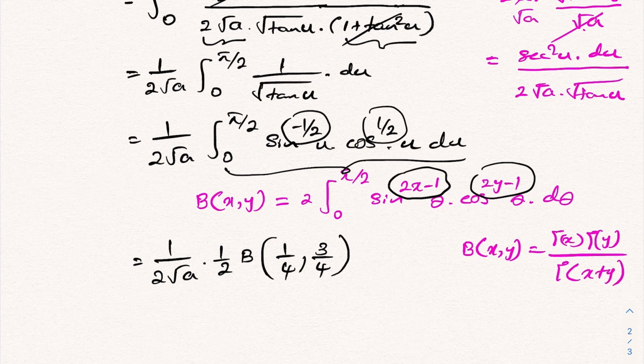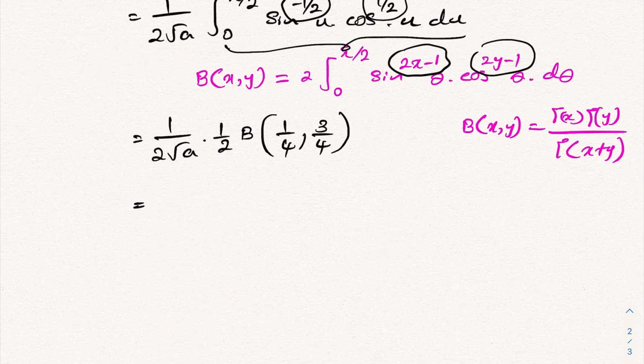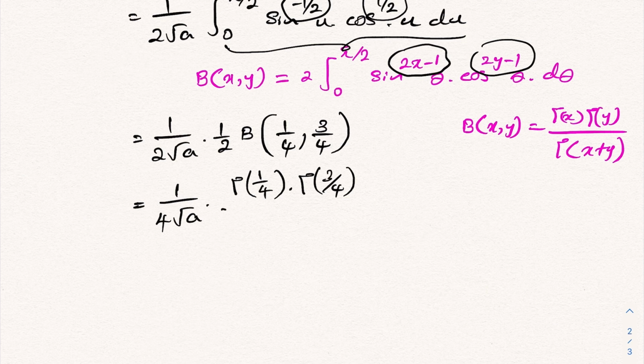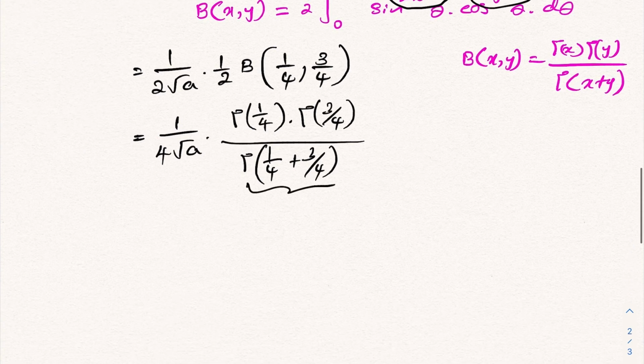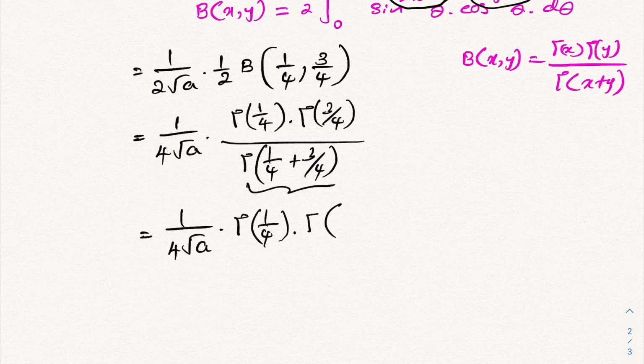Therefore we can write 1 over 4 times the square root of a times gamma of 1 over 4 times gamma of 3 over 4 over gamma of 1 over 4 plus 3 over 4. Now this is equal to gamma of 1, and gamma of 1 we know is 1. So here 1 over 4 times the square root of a times gamma of 1 over 4. Gamma of 3 over 4 we can write as gamma of 1 minus 1 over 4.